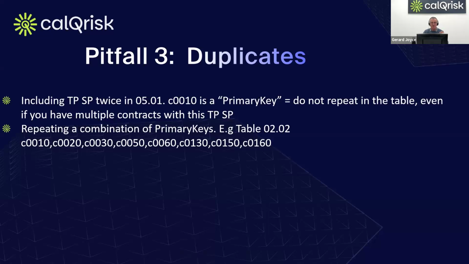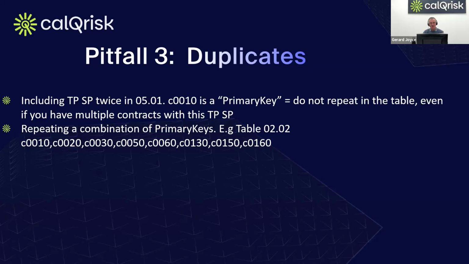Duplicates. If you remember the data model and it's looking for a reference in another table, it's important that where you have primary keys, and the concept of a primary key is that it's never repeated. So if a third-party service provider, their LEI is the index, and you should only have them in the 501 once. You might have 5 contracts with them, and we have some clients with multiple contracts with the same service provider, but they only appear once in 501. If you put them in twice, it'll be seen as a duplicate and will be rejected.